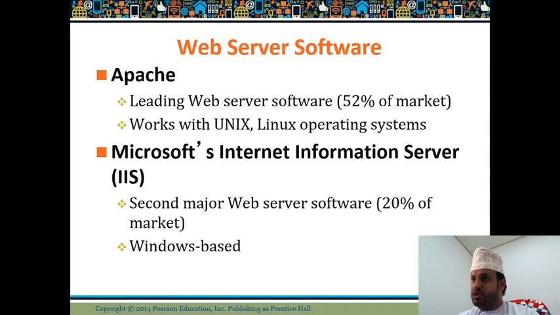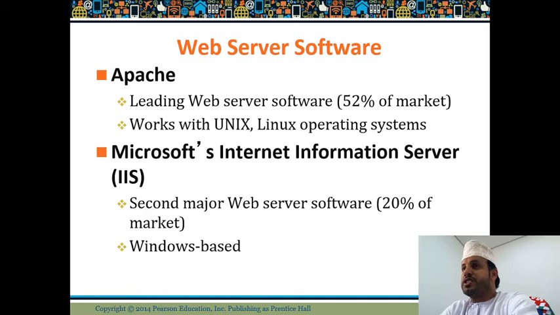Web server software, as you see, we actually spoke about the hardware in the last class. Today we are going to speak about the server software. We have the two common ones. As we said before, there are two types of web servers running. The most commonly used is Apache, which is the leading web server software, with mostly 52% of the market. It works with Linux, Unix operating systems, and it also works with Windows.